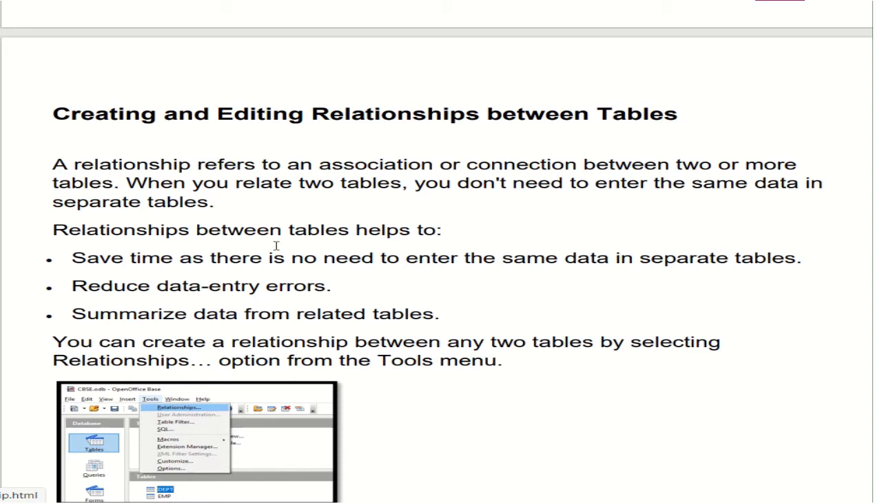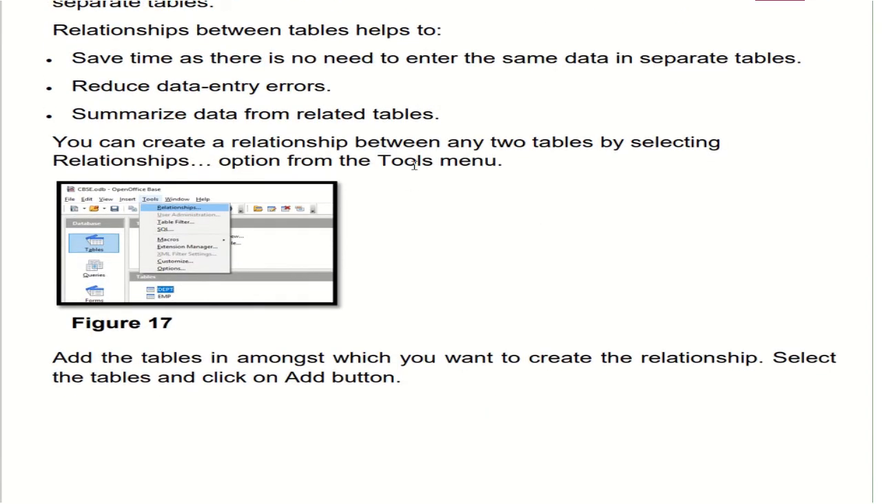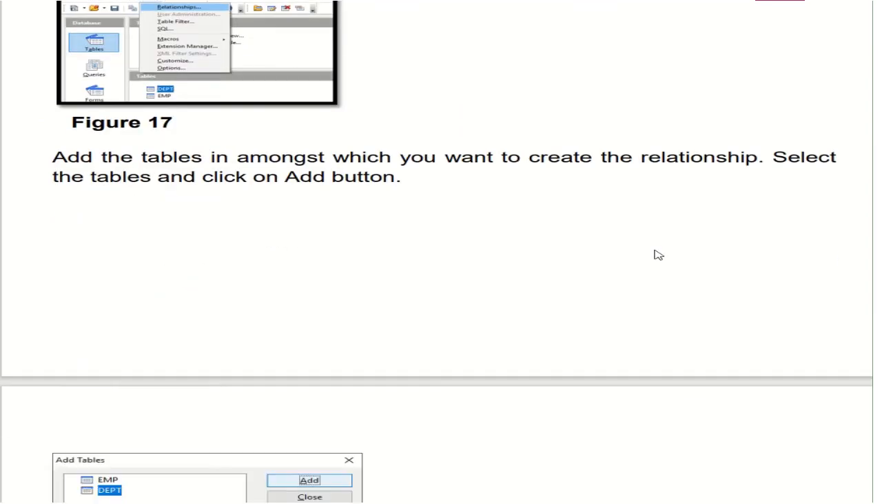As you can see, what all things does a relationship help with? It is used to save our time, it is used to reduce our data entry errors, and it is used to summarize the data from related tables. You can create a relationship between two tables by selecting the relationship option from the tools menu. From there you will be able to create the relationship.